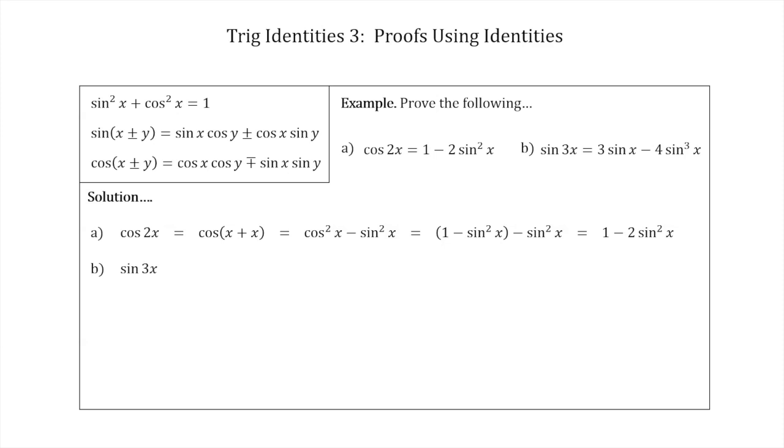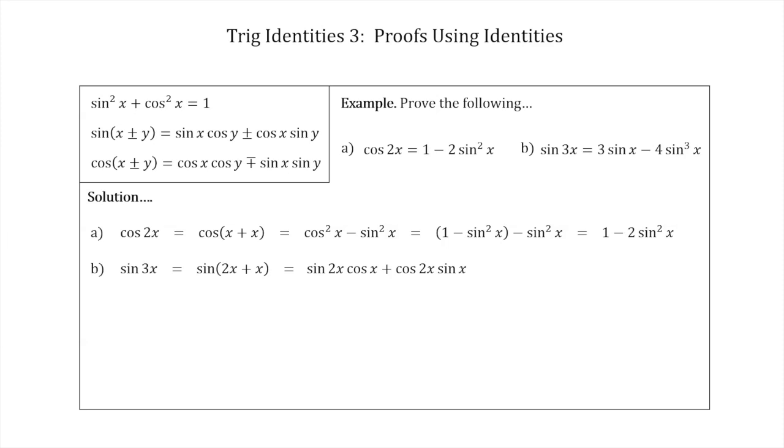So B, we start with sine 3x, and we try and show it's equal to this kind of long thing on the right hand side, 3 sine x minus 4 sine cubed x. Okay, how are we going to do that? Well, we do something similar. We write sine 3x as sine of 2x plus x. This allows us to use our second identity, sine x plus y equals sine x cos y plus cos x sine y. But instead of x and y, we have x and 2x, so you can just change the y's to 2x's. And we plug in, and we end up with sine 2x cos x plus cos 2x sine x. So here I've just used the second identity.